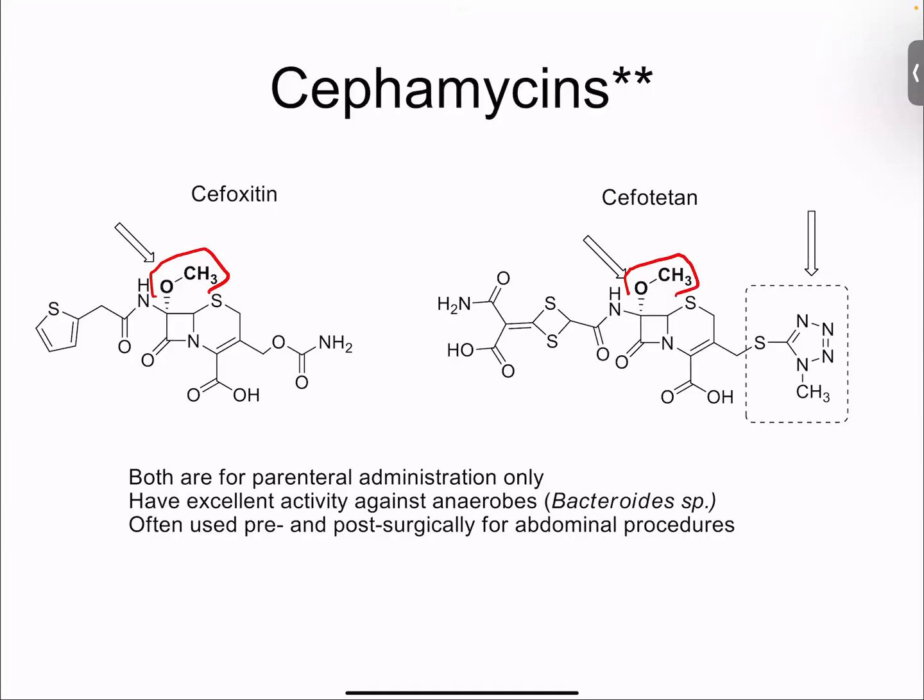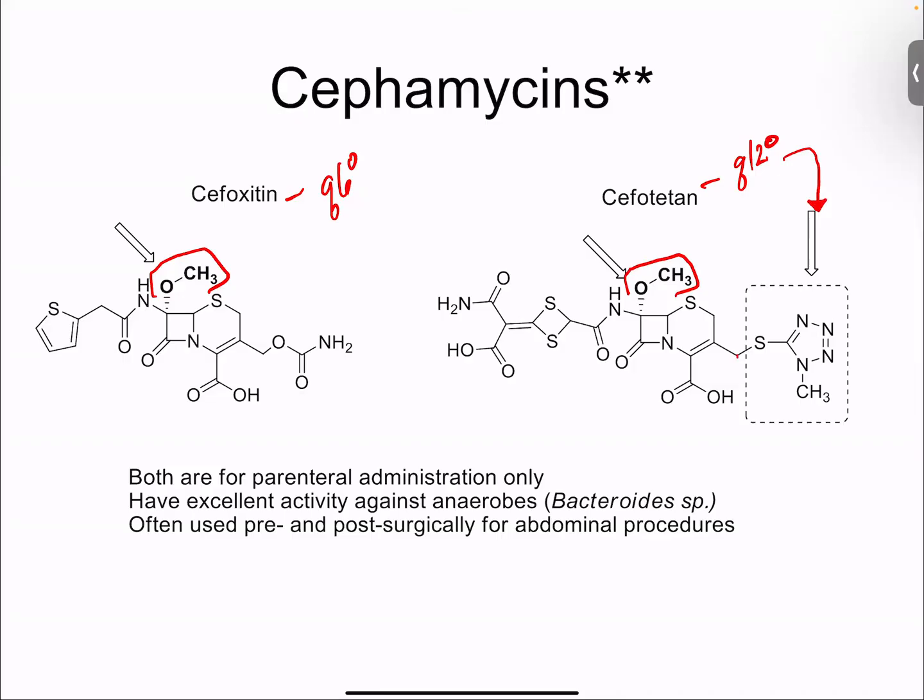And then what does that methoxy group confer for these two drugs? The provision of anaerobic coverage. Cefoxitin's downfall is that it is historically given every 6 hours. Cefotetan is typically administered every 12 hours, and that every 12-hour administration may be in part due to this side chain that's coming off the 3 position.